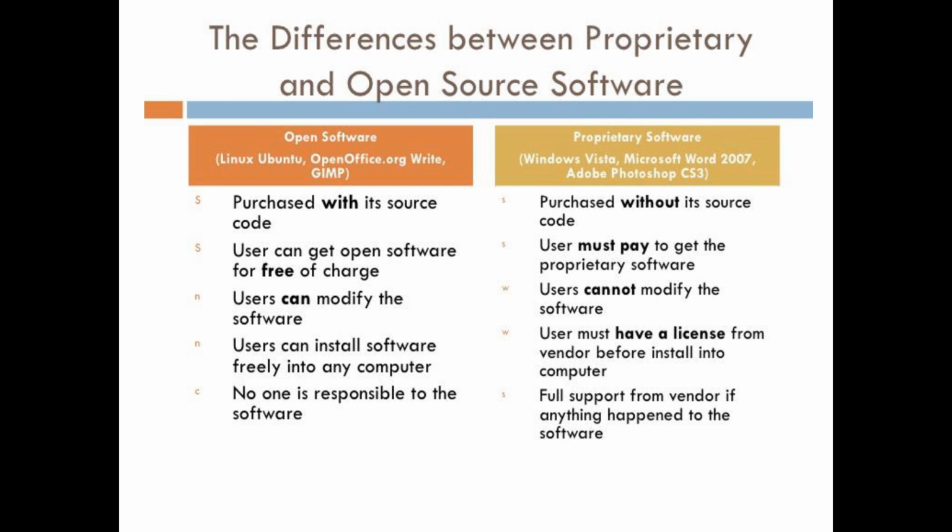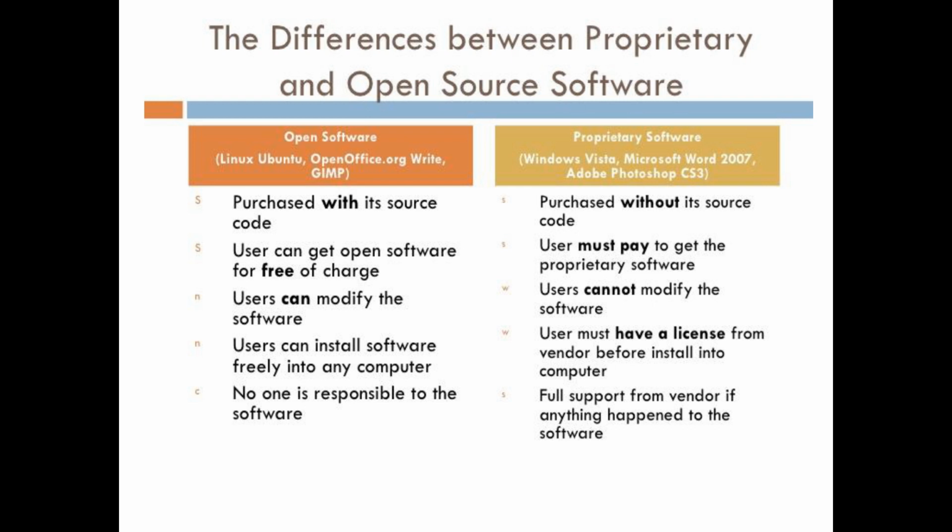First, let us look at what is open source. Open source is purchased with its source code. That is the first thing. Whereas proprietary software is purchased without its source code. With open source, the source code comes along with the software. When you go for proprietary software, the source code will not be given to you. Only the software is given to use.